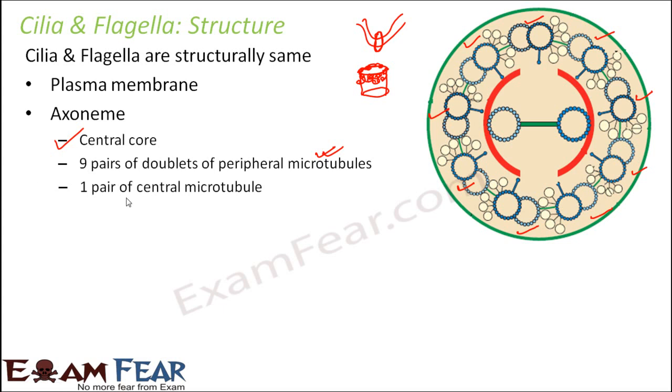It also consists of 1 pair of central microtubules. At the center, if you see, there is 1 pair. Now these 2 central microtubules, this kind of arrangement is known as the 9 plus 2 arrangement. That is 9 pairs of microtubules towards the periphery and 1 pair of microtubules towards the center. This 1 pair exists separately, 1 and 1. So that is 9 plus 2.